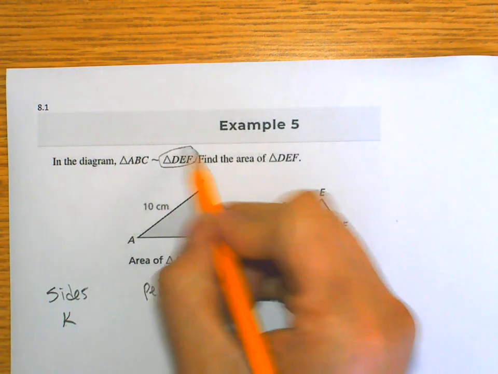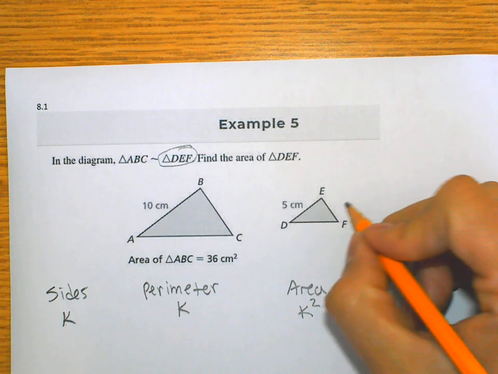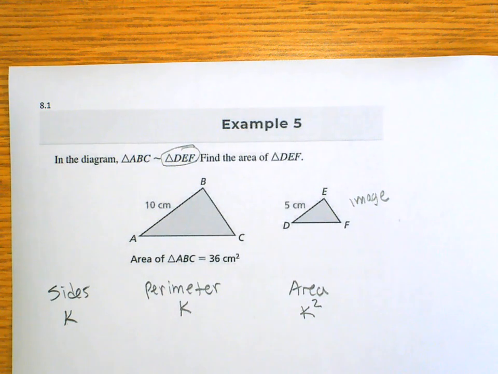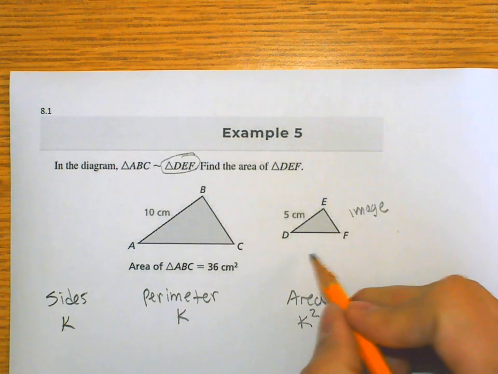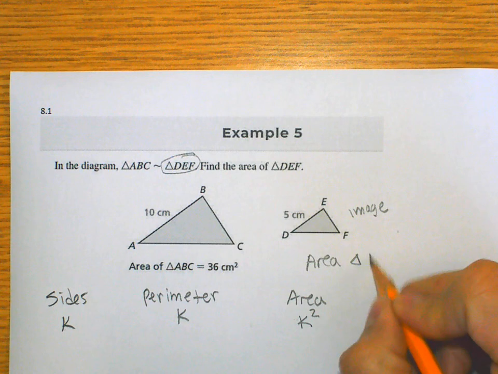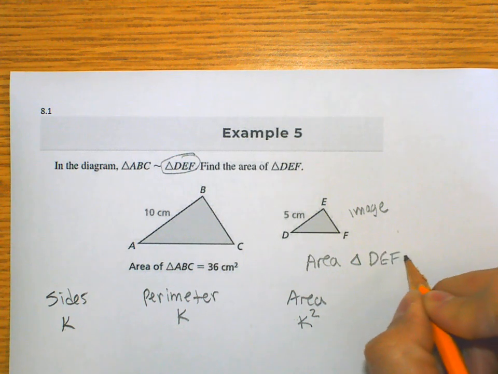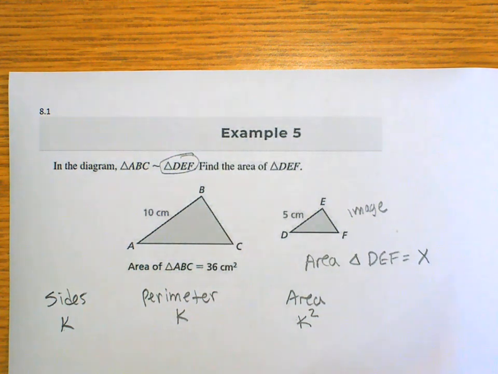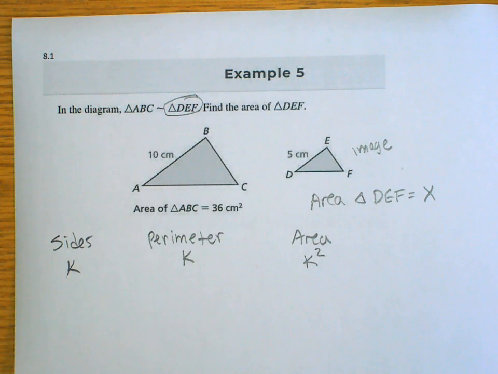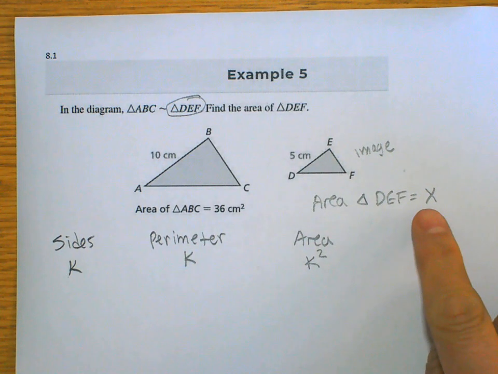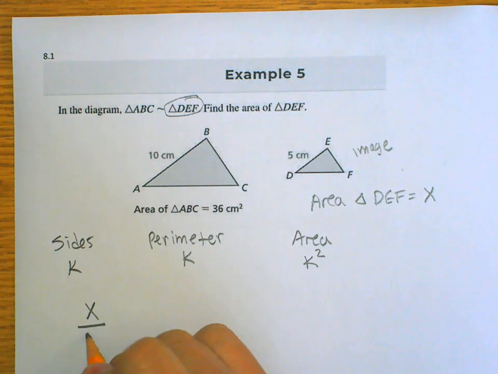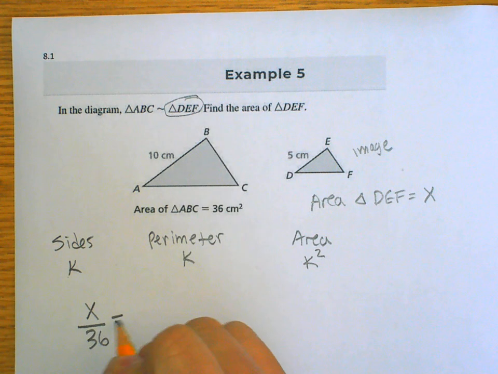It comes in second, so that's always going to go on top. So this one here is the image. What I want to do is find out the area of triangle DEF. That is my unknown. I don't know what that is. Okay, so let's set up the ratio anyways. The ratio of the area of the image to the pre-image should be x over 36.